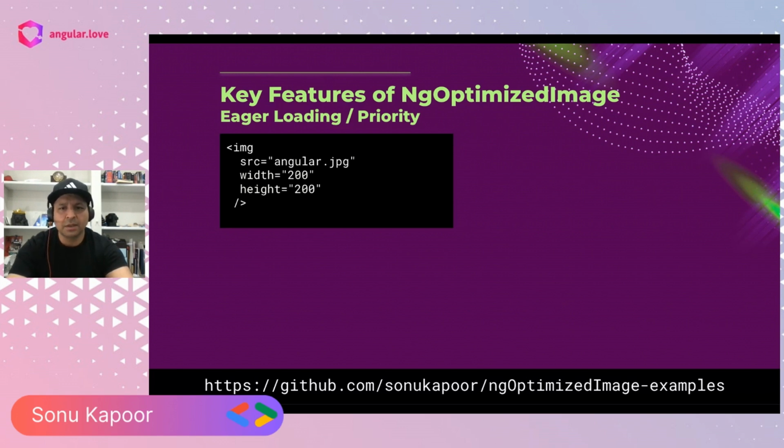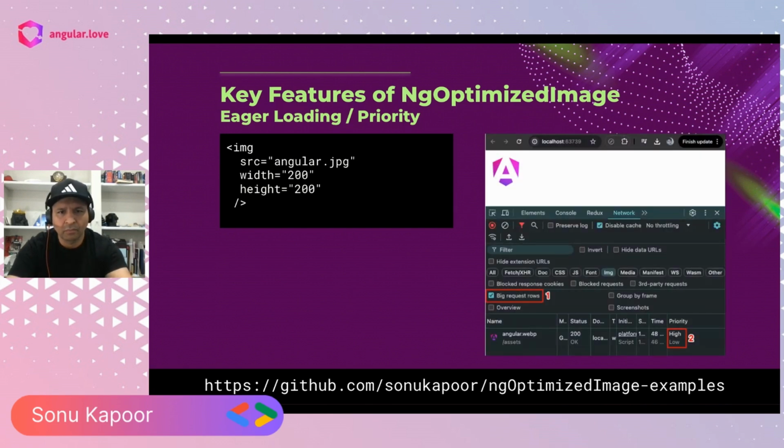So consider the following image element. By default the priority of this image will be low, right? So we're not using any directive here. It's just plain HTML, right? And so you can see that in the priority column of your network tab here, marked with number 2, that the priority is set to low first and then to high, right?